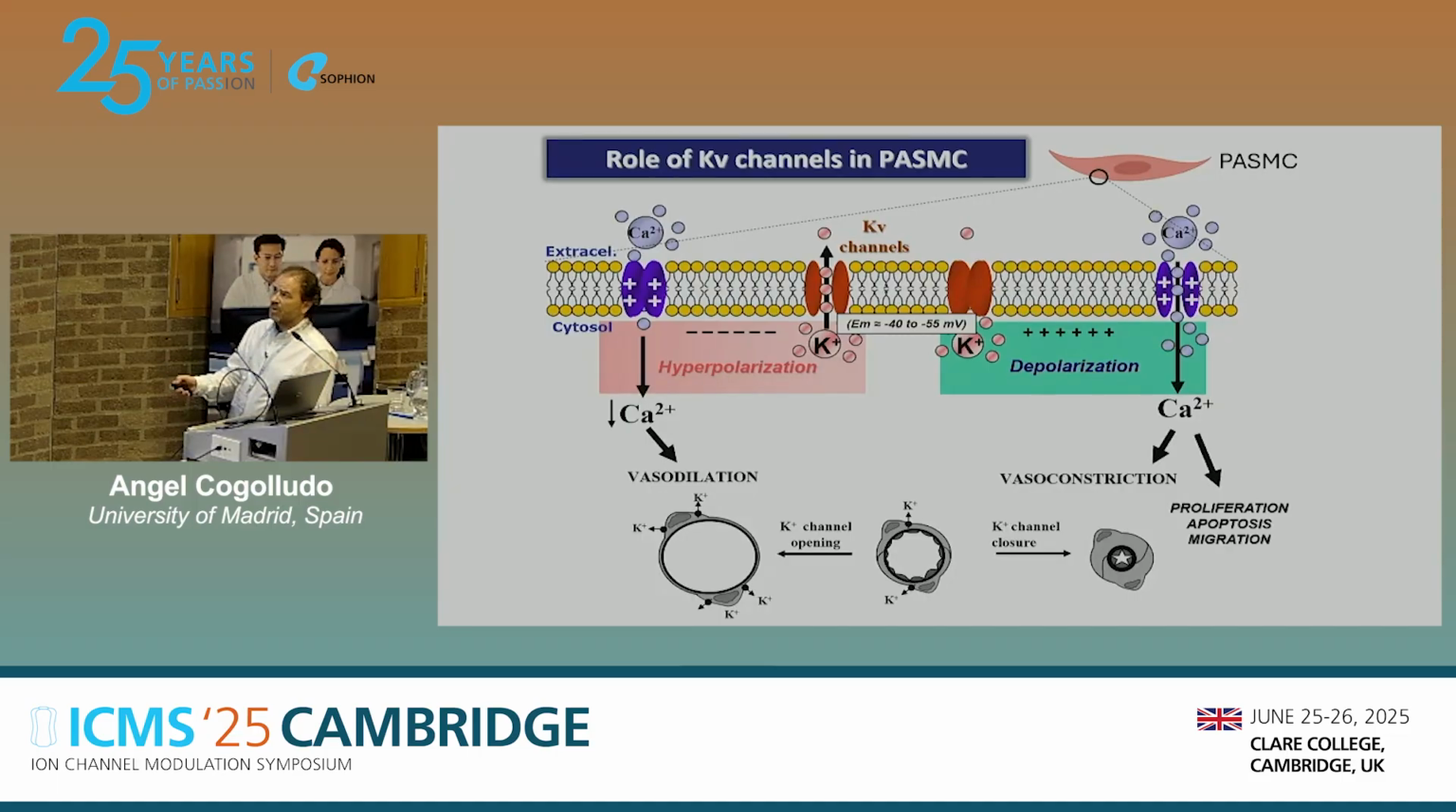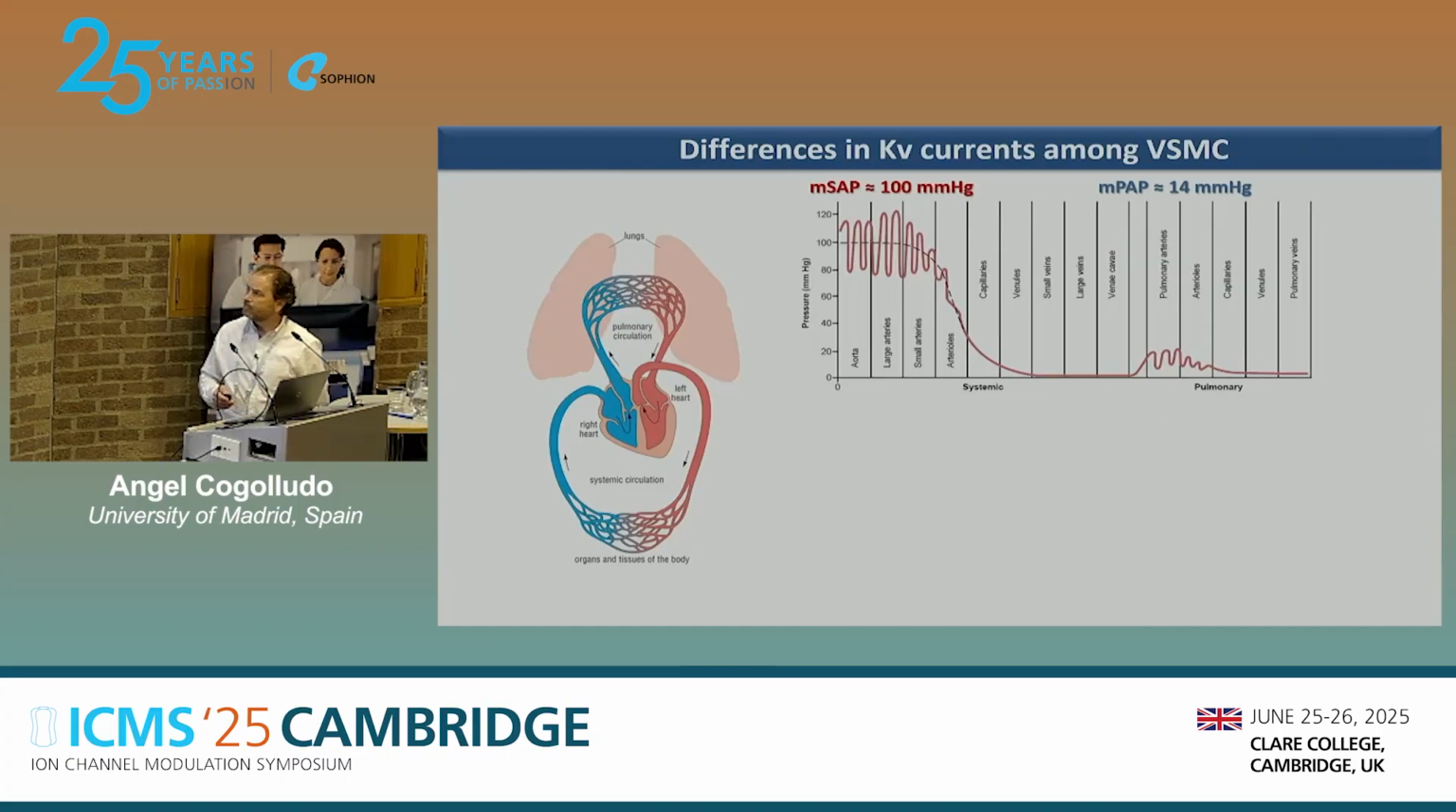So essentially, when these channels are open, the outflow of potassium ions makes the membrane potential more negative, and this precludes the calcium entry through voltage-gated calcium channels, leading to pulmonary vasodilation. And in contrast, when these channels are closed or their activity is attenuated, this results in a depolarization, enhancing calcium entry and promoting vasoconstriction, as well as proliferation, migration, etc.